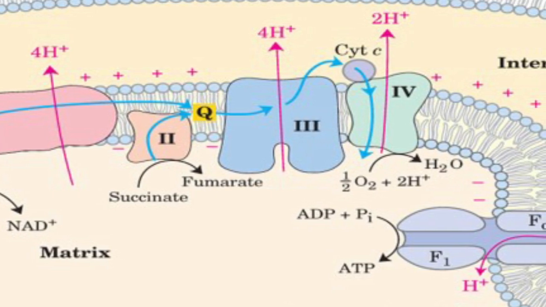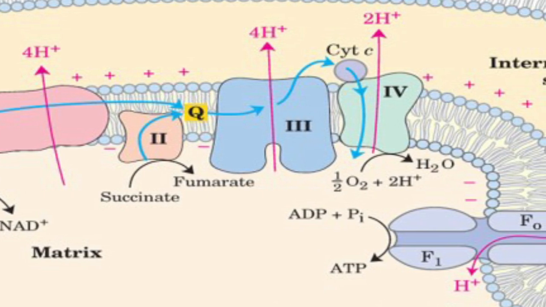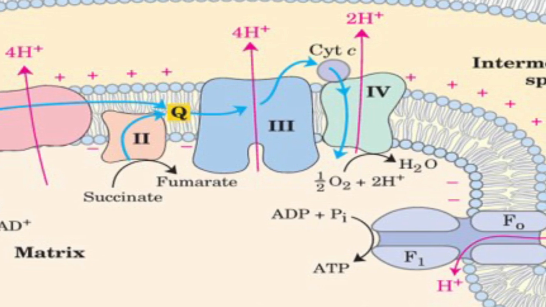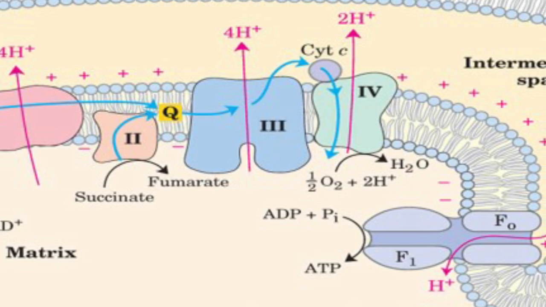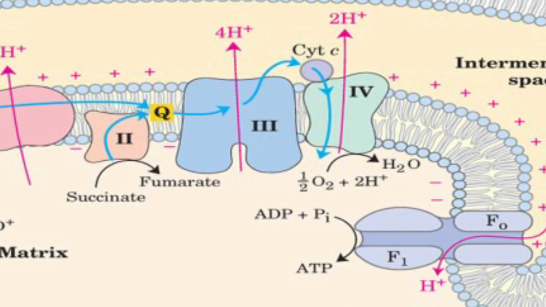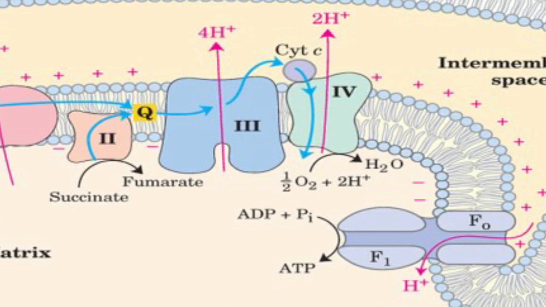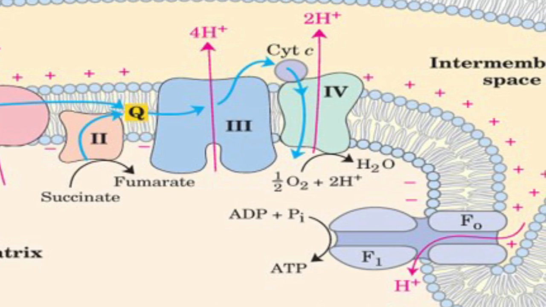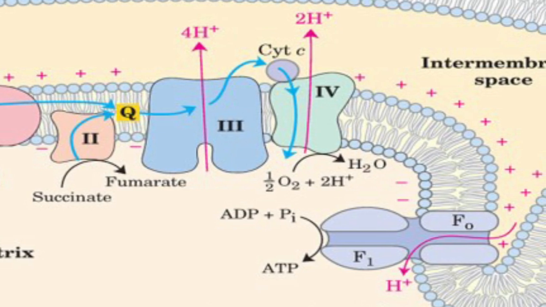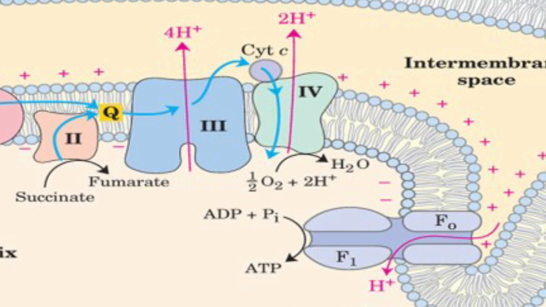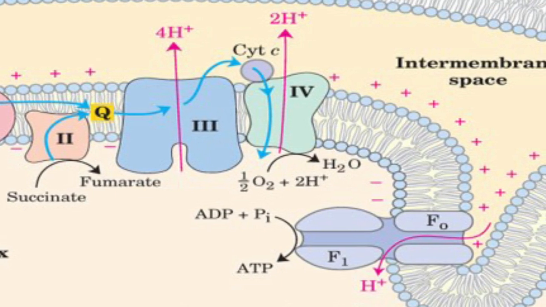The ETC consists of a series of protein complexes. As electrons pass through these complexes, they move from higher to lower energy states. This flow of electrons releases energy, which is used to actively transport protons, or H+ ions, across the inner mitochondrial membrane from the matrix, the inner compartment, to the intermembrane space, the outer compartment.